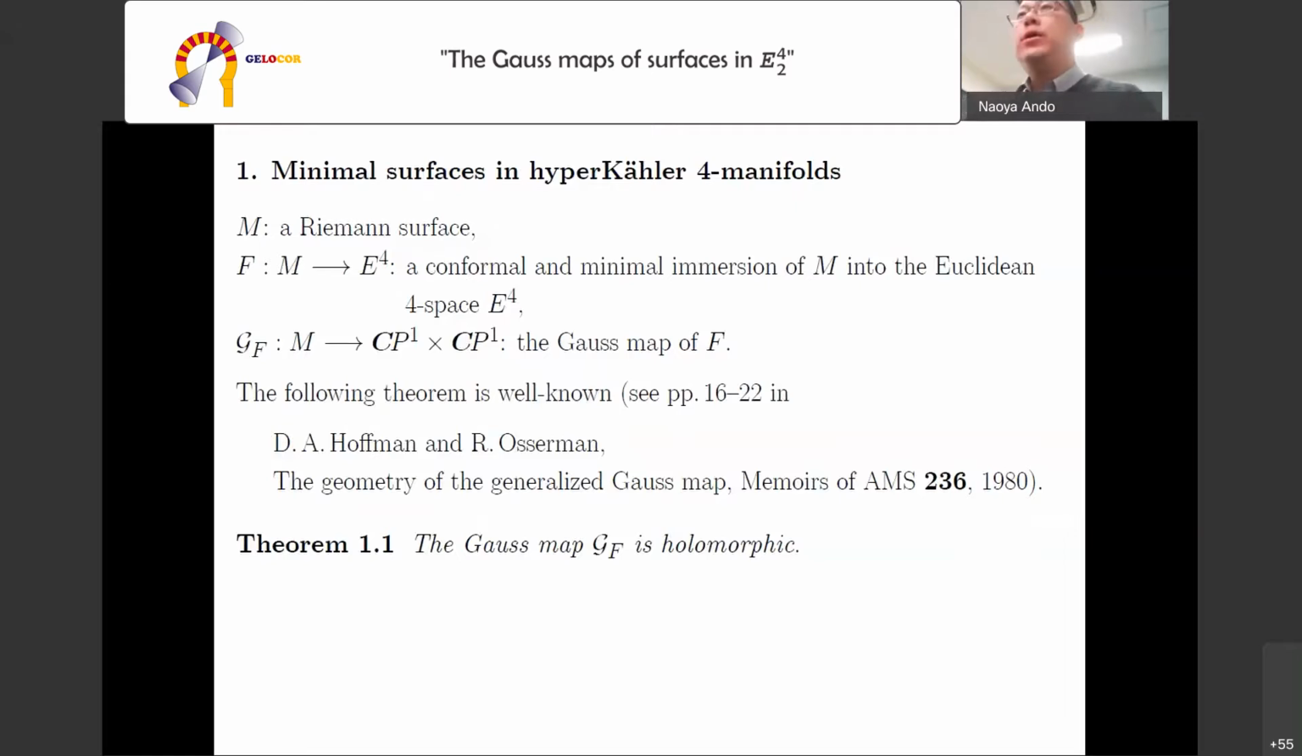Let M be our Riemann surface, and let F be a conformal and minimal immersion of M into the Euclidean 4-space, E^4. Let G_F be the Gauss map of F. The target is the product of CP^1 and CP^1 itself. This theorem is well known. The Gauss map is holomorphic.